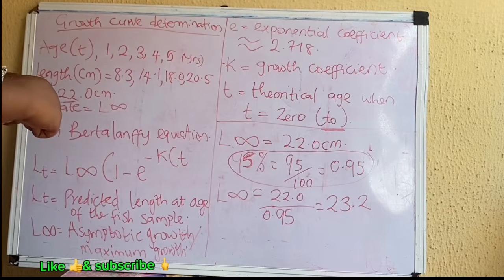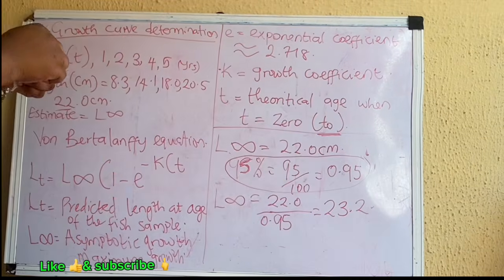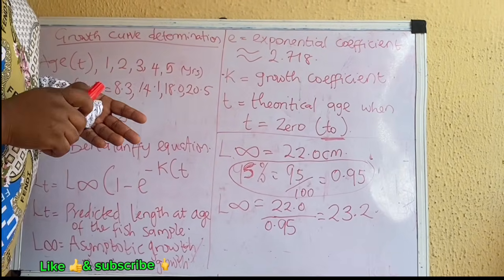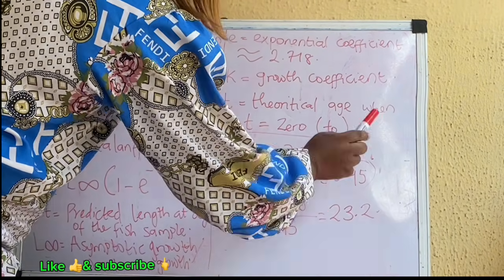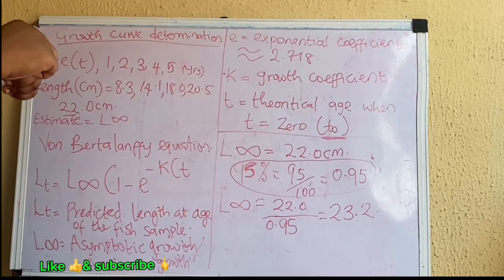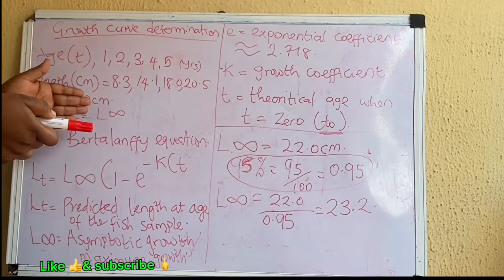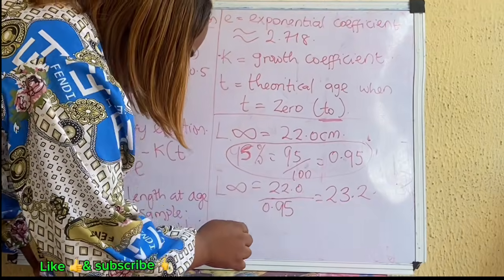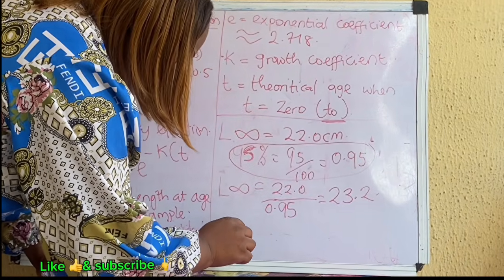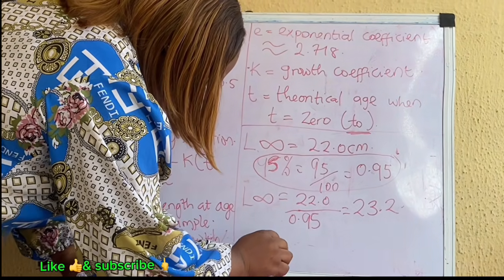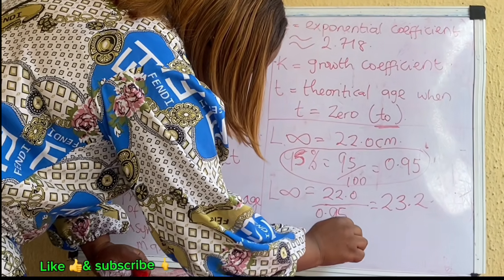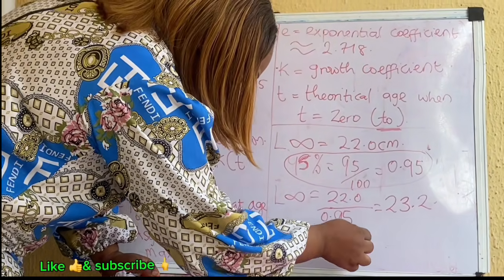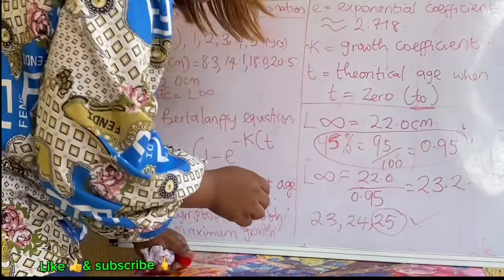Now our asymptotic length does not stop here. The asymptotic length is supposed to be, you have to add 2 to 3 points to this length measurement that you have. That is the pattern when you're using von Bertalanffy's equation. So you have 23. If you add 2 points, this is 24 and 25. So you can use 2 to 3 points. So 25 in this case, that's what we are using.